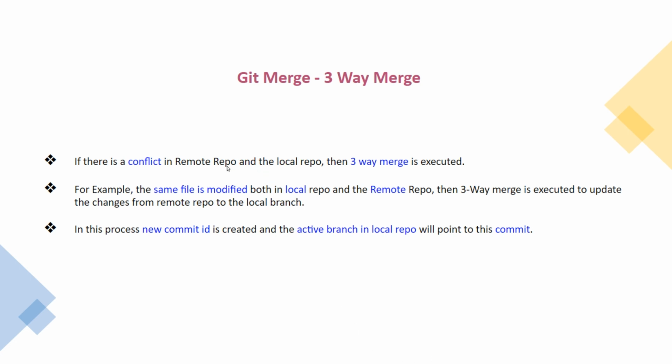git merge. If there is a conflict in the remote repo and the local repo, then a three-way merge is executed. For example, the same file is modified both in the local repo and the remote repo. Then a three-way merge is executed to update the changes from the remote repo to the local branch. In this process, a new commit ID is created and the active branch in the local repo will point to this commit.